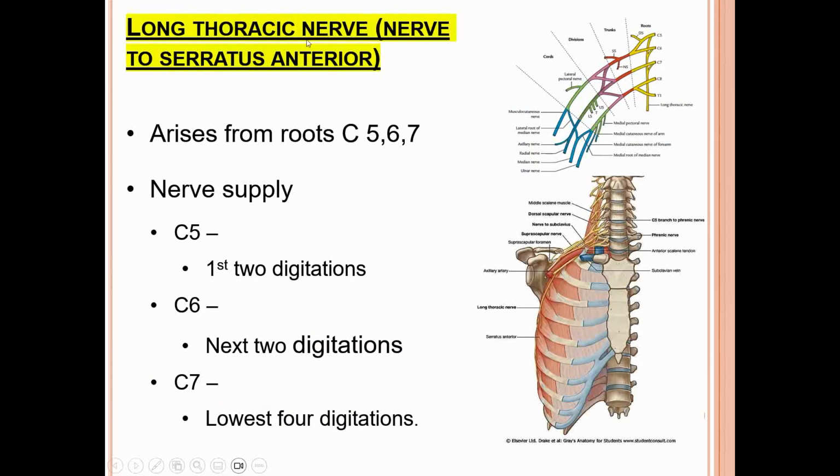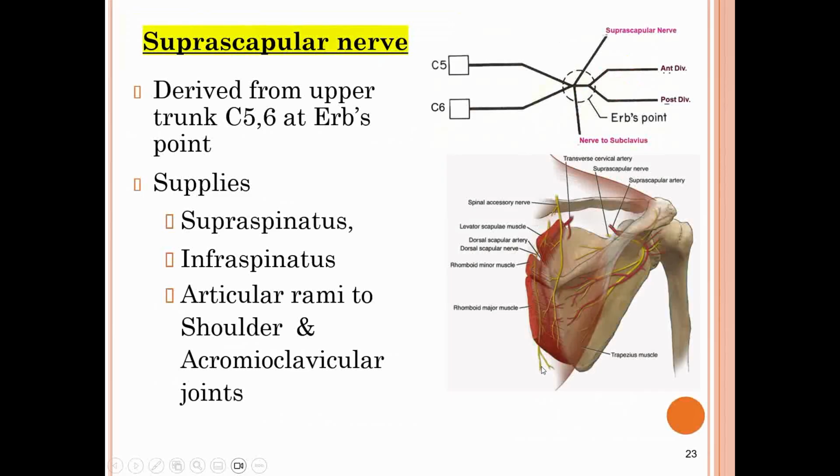Then there is the long thoracic nerve, or the nerve to serratus anterior. It arises from the C5, C6 and C7 roots, and the nerve supply is in such a way that C5 supplies the first 2 digitations, C6 supplies the next 2 digitations, and C7 supplies the last 4 digitations of the serratus anterior muscle. Then there is the suprascapular nerve, which also arises from Erb's point. It is derived from C5 and C6.